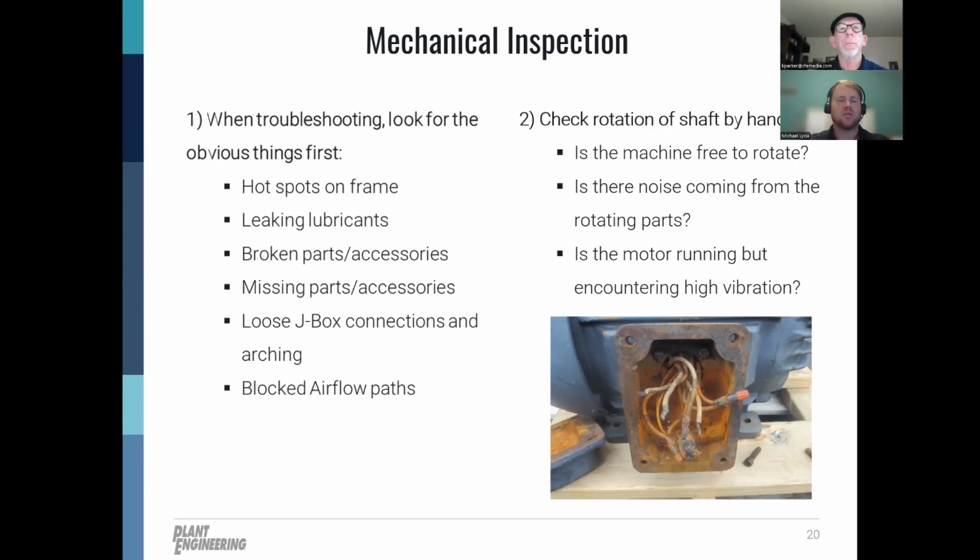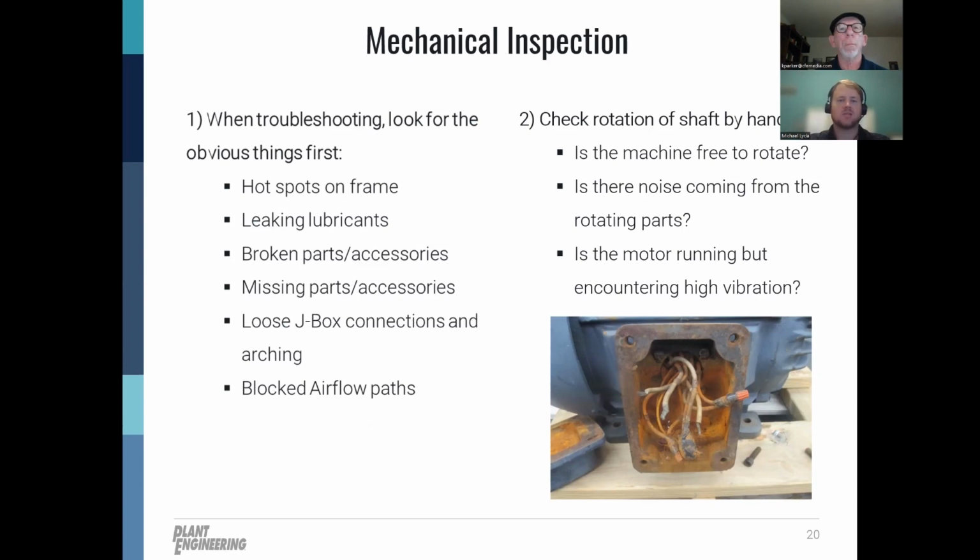the motor shaft. When you're spinning it, try to be in a quiet environment if you can. Listen for any noise coming from the rotating parts. A lot of times it's very easy to hear, or even you might feel a bad bearing as you're spinning that rotating shaft, or you're going to hear the rotor dragging inside the stator.